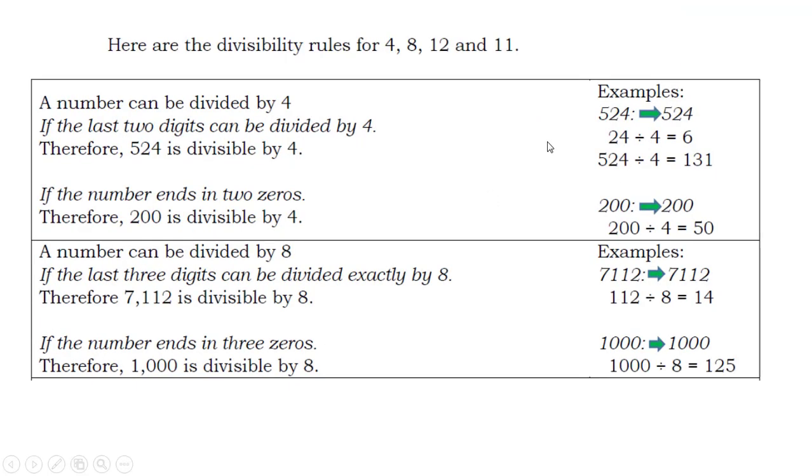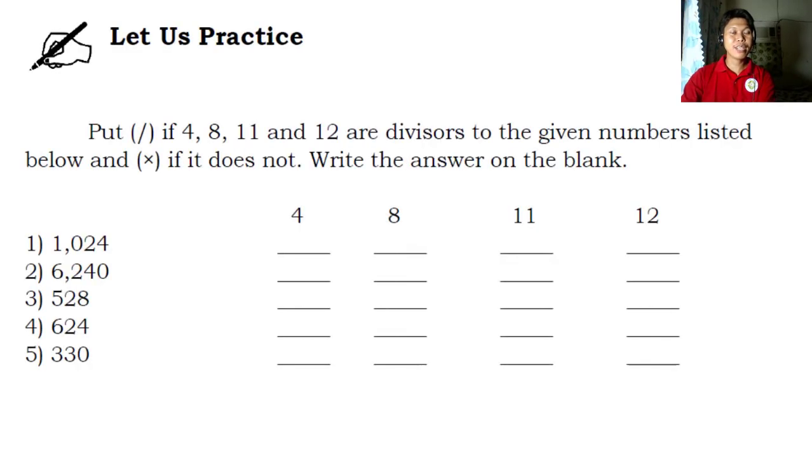So, okay, we are down to the last activity. Let us practice. Okay. Lagyan natin ng check kung divisible by 4, 8, 11, and 12. Tingnan natin. Sa 1024, pwede kagad sa 4 kasi ang last two digits is divisible by 4, 24. Sa 8, pwede kasi 24 ang mabubuo ng last 3 digits. Pwede sa 8. Sa 11 naman, tingnan natin.